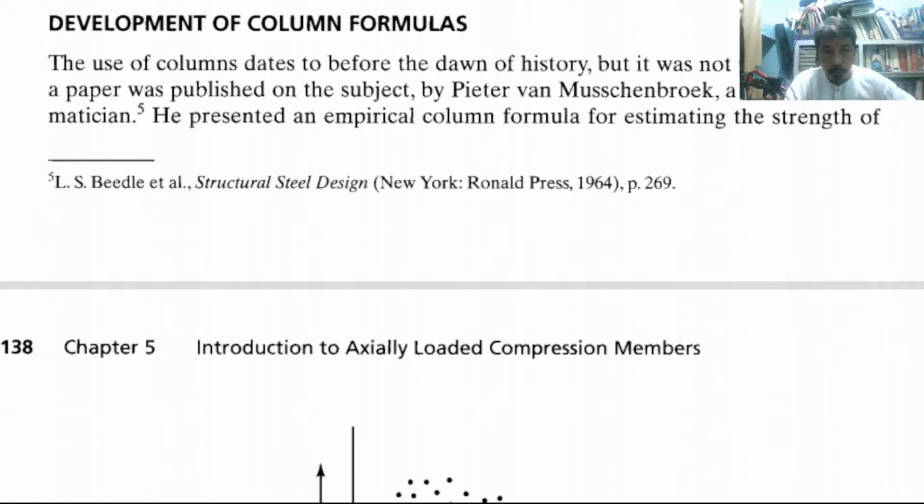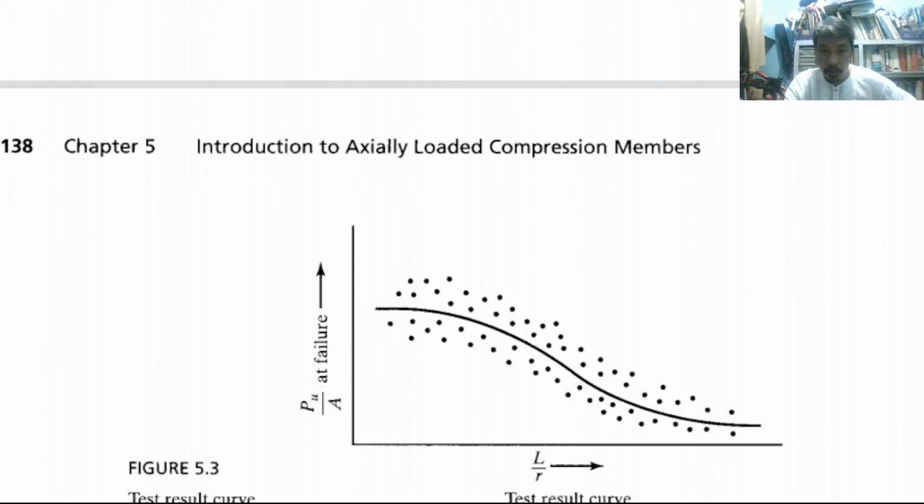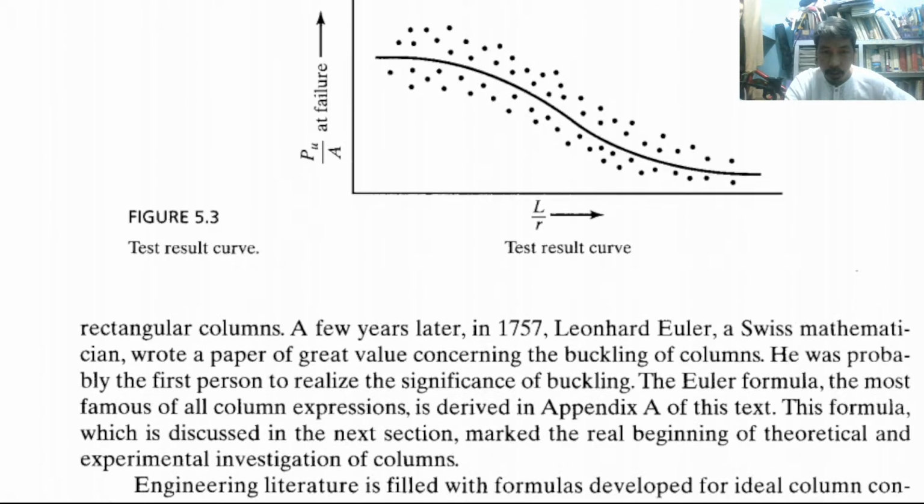So the next topic is the development of column formulas. We already talked about this from the theoretical point of view, from the manual point of view, or what we call code. These are the textbook explanations of those things.